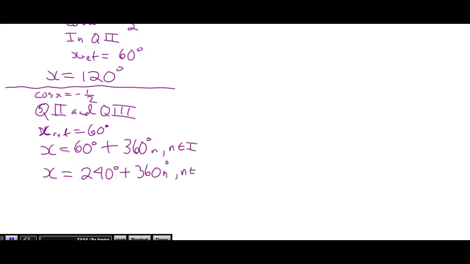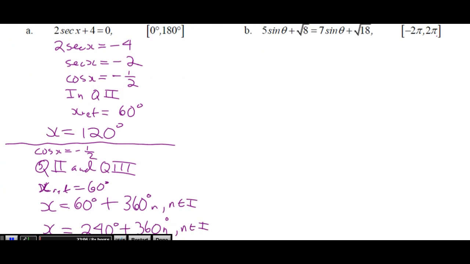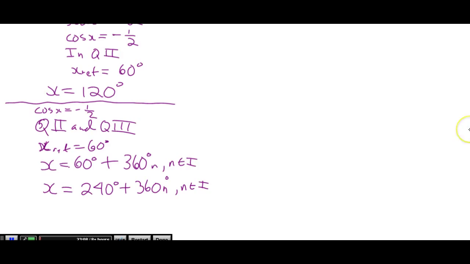And then state the general solution. And then, the big "and then." So that's why I went back down here, right? This is the "and then," because I got the 60 degrees, which was the reference angle. I put it into quadrant 2, got the 120, say, good, hey, we're done. No, we're not. Okay, now we got to do a general solution.